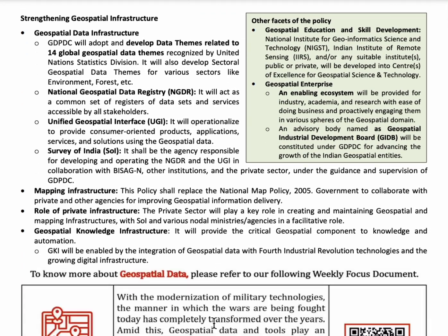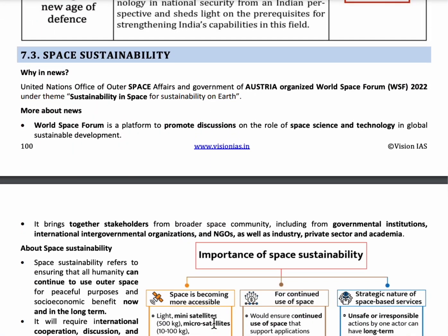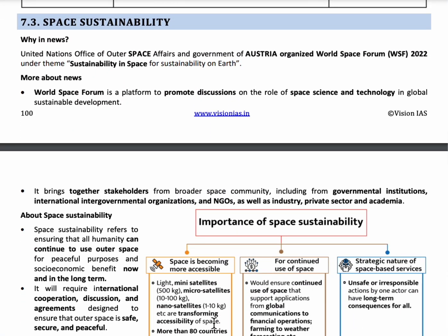The next topic is space sustainability. It refers to ensuring that all humanity can continue to use outer space for peaceful purposes and socio-economic benefit, now and in the long term. Recently, the United Nations Office for Outer Space Affairs and the government of Austria organized the World Space Forum in 2022 with the theme Sustainability in Space for Sustainability on Earth.